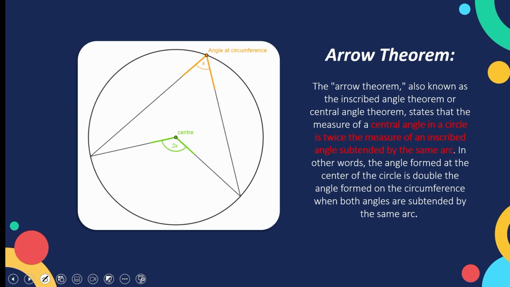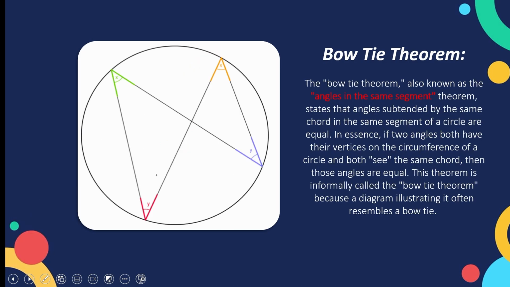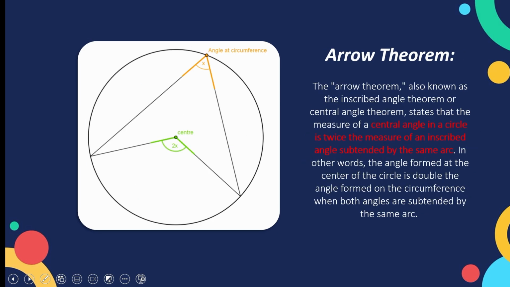The arrow theorem, the slang word if you want to call it that, is also known as the inscribed angle theorem or the central angle theorem. And it states that the measure of a central angle, the angle that is at the center in a circle, is twice the size of the inscribed angle subtended by the same arc.